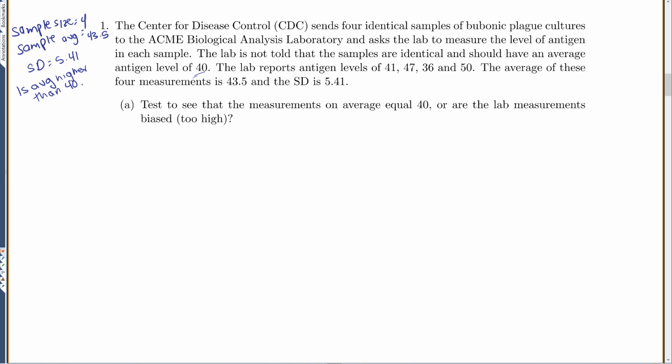So when I read this, it makes me think I'm doing a hypothesis test. I need to figure out which hypothesis test. I only have one sample. Now, is it going to be a z-test or a t-test? I know I want it for averages, but I need to decide between z and t. I'm going to say it's a one sample t-test for averages because my sample size is less than 30.